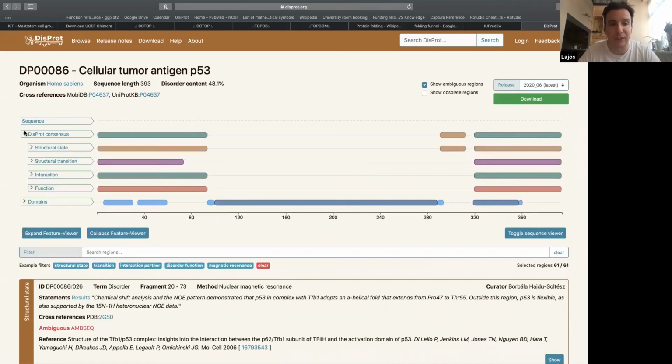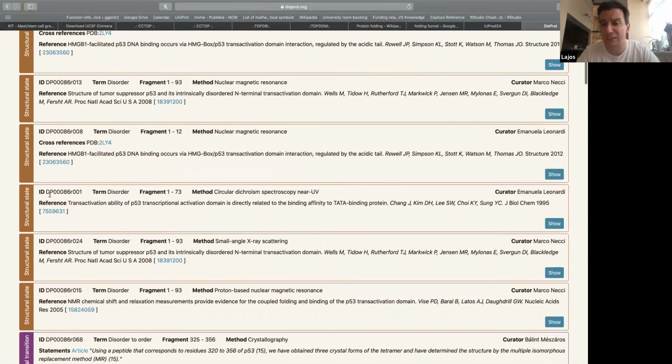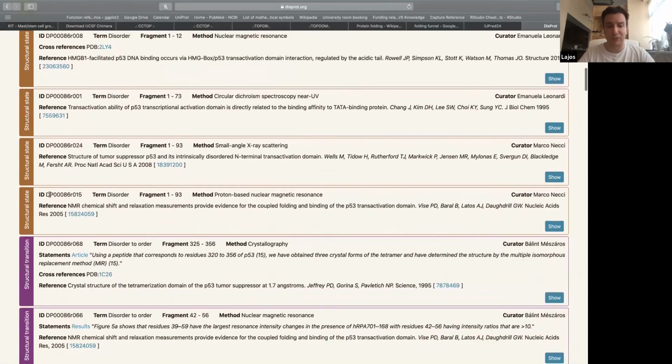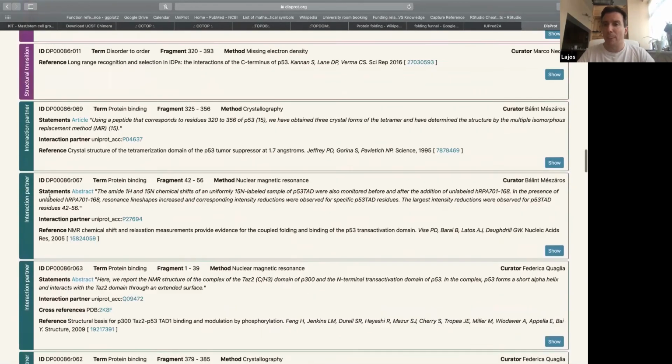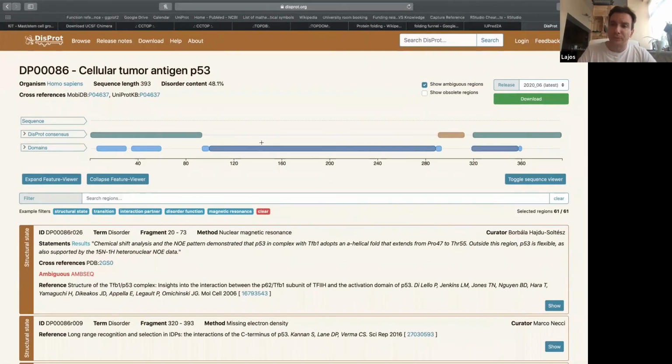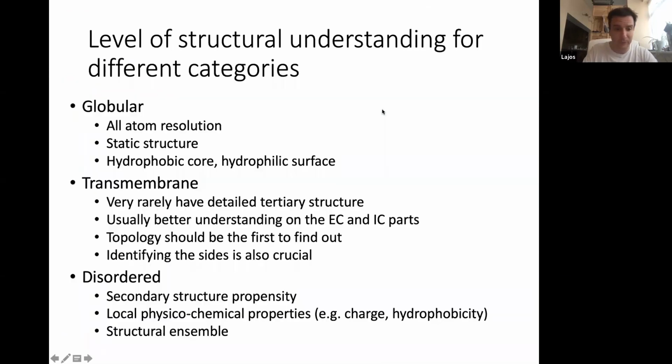And you can see if this is known, because somewhere down here you have a lot of evidence on this, whether it was identified by some kind of structural investigation or just by prediction. It's actually quite a lot here. Okay, there are different transmembrane databases as well. I will mention them soon.